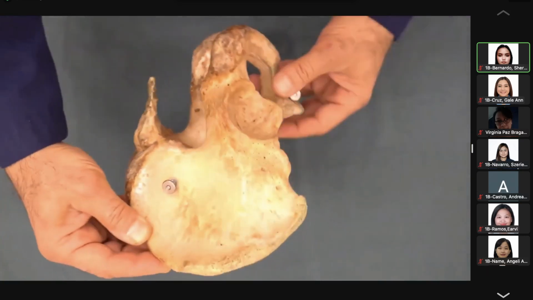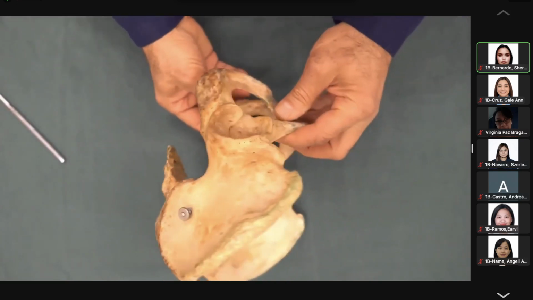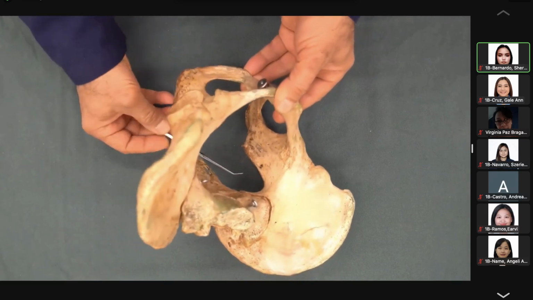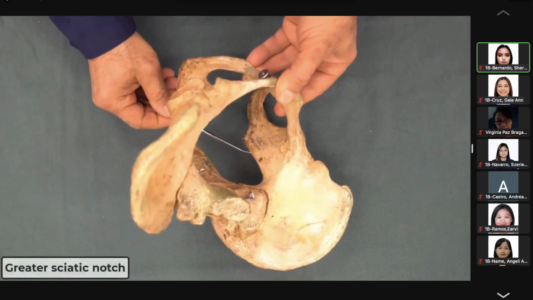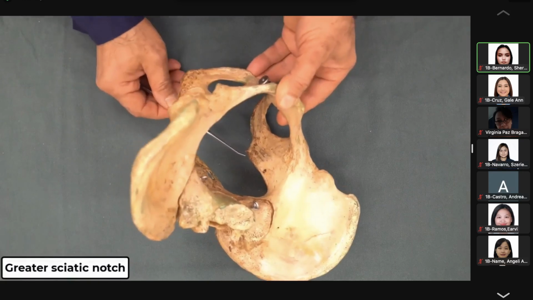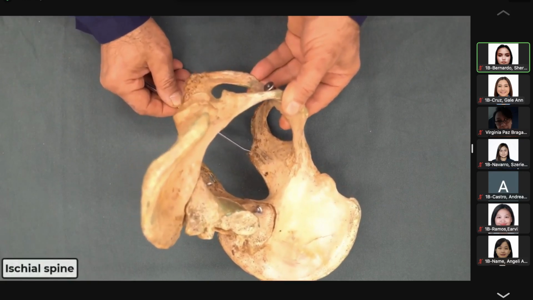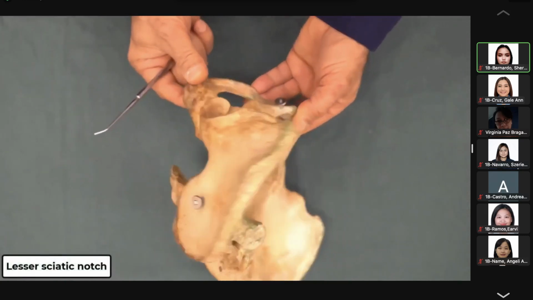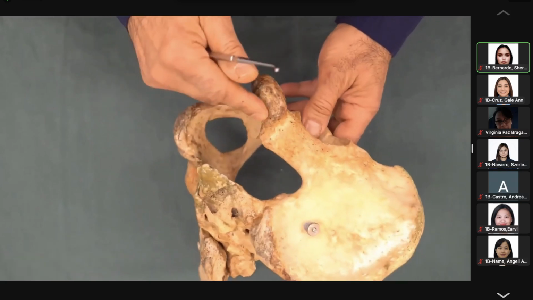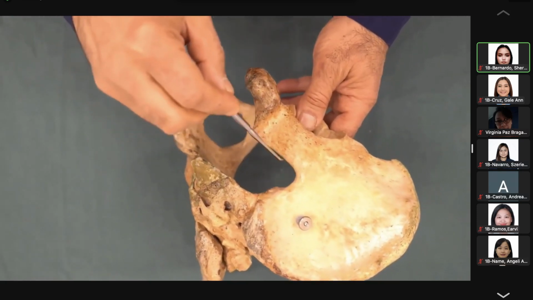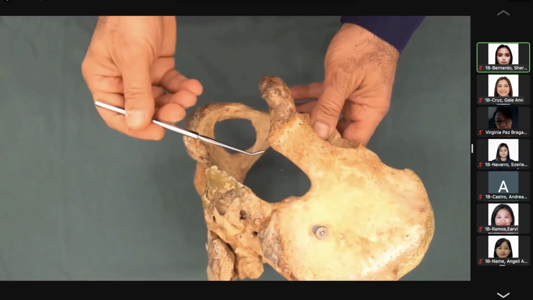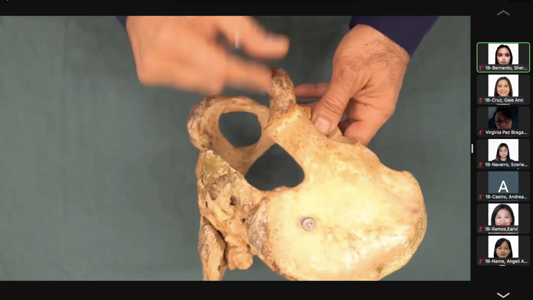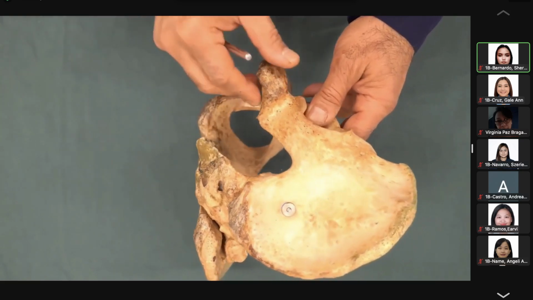On the lateral wall of the true pelvis, hopefully we can see from here, we have the greater sciatic notch of the hip bone, then the ischial spine, and this lesser sciatic notch right here. Of course, we can see the same thing on the outside: here's the greater sciatic notch, lesser sciatic notch, and ischial spine. Later we are going to attach the ligaments to these bony landmarks.